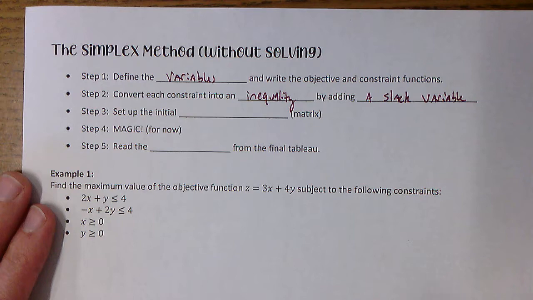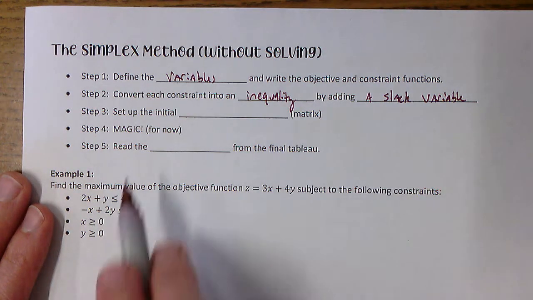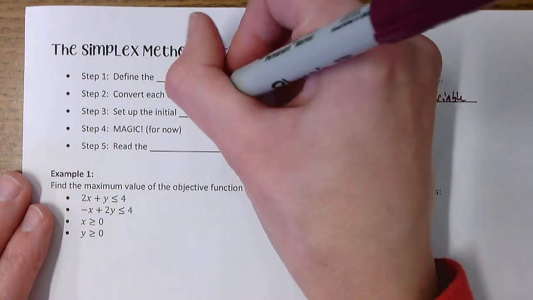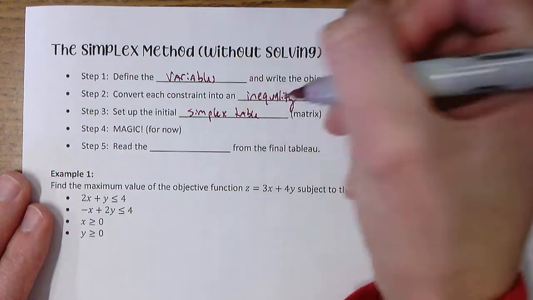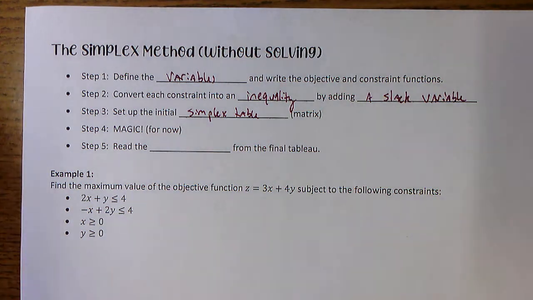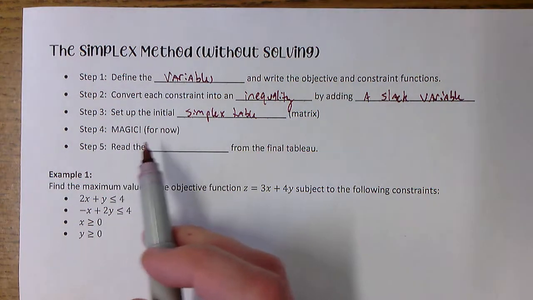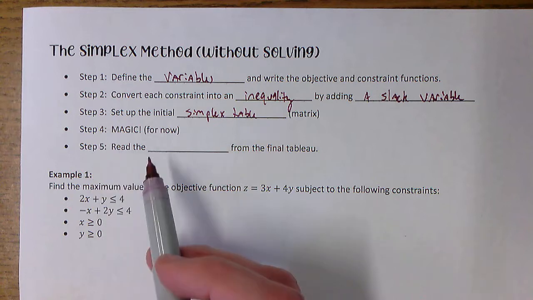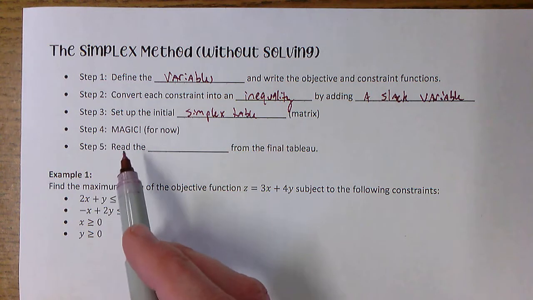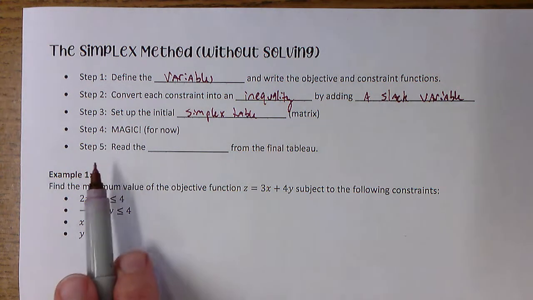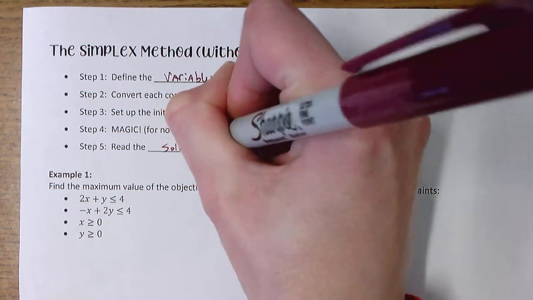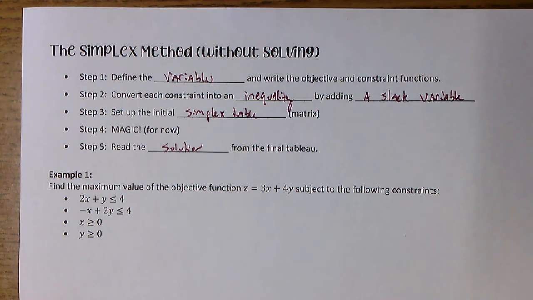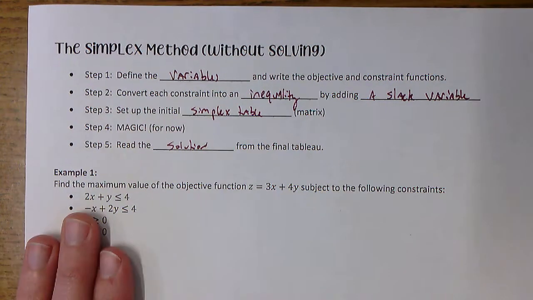After you do that, you are going to set up your initial simplex table, a type of matrix, but it's specifically called a simplex table. Step 4 is where the solving happens, and for right now, like I said, we're going to skip that. We're just going to say, oh, look, a magic process, and then move on. Step 5 is you need to be able to read the solution from the final tableau.